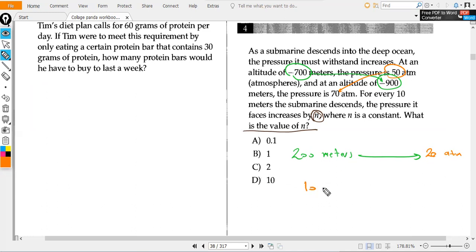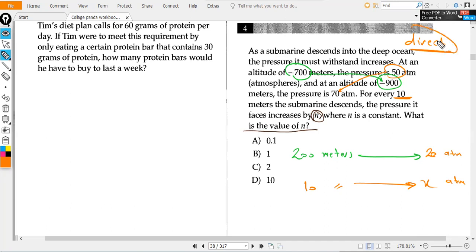So in 10 meters that we need, how many atm will it increase? Here, because when the number of meters increases or decreases, the number of atm also increases or decreases, we have a direct variation.